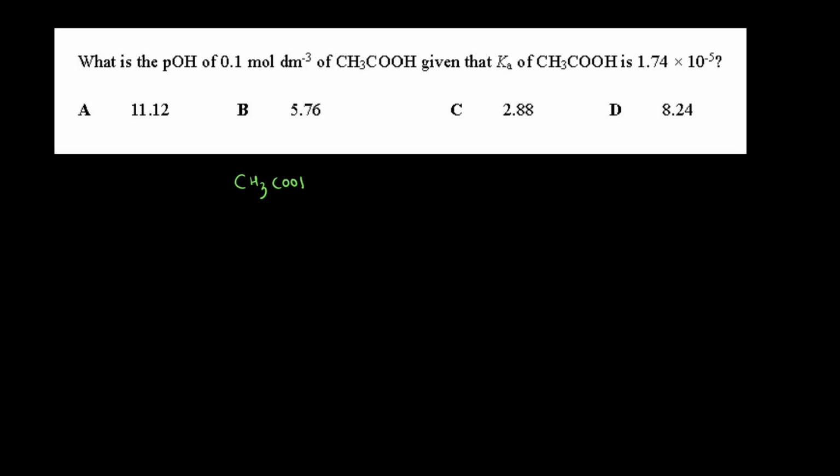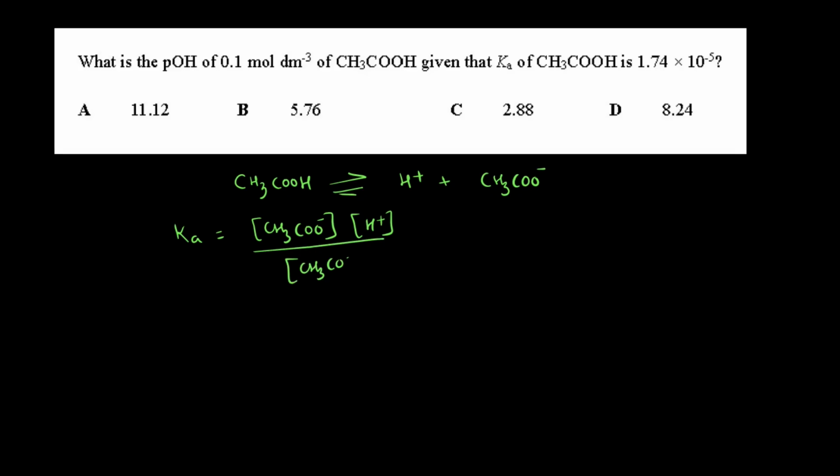We know that acetic acid dissociates into H plus ion and acetate ion. Ka is given to us, so we can write the K expression, that is the dissociation constant or equilibrium constant for this reaction: acetate ion concentration times H plus ion concentration, divided by acetic acid concentration. Now the concentration of acetic acid is given to us, the initial concentration 0.1 mole per dm cube.